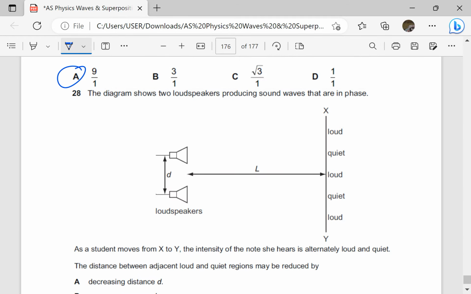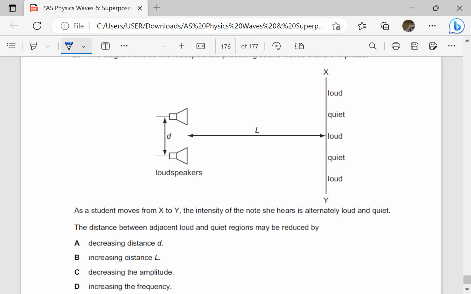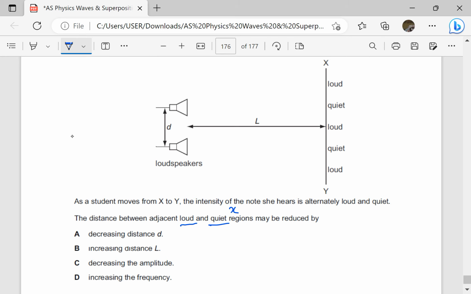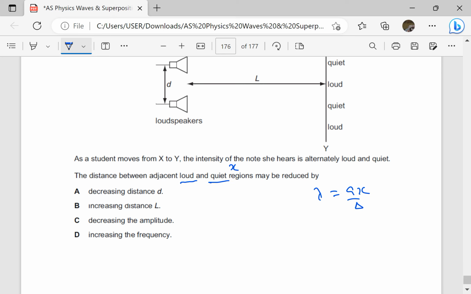The diagram shows two loudspeakers producing sound waves that are in phase. As a student moves from X to Y, the intensity of the note she hears alternately loud and quiet. The distance between adjacent loud and quiet regions may be reduced by... the distance between adjacent loud and quiet regions, that is X. So lambda is equal to AX divided by D. We want to reduce that. Lambda times D is equal to A times X.